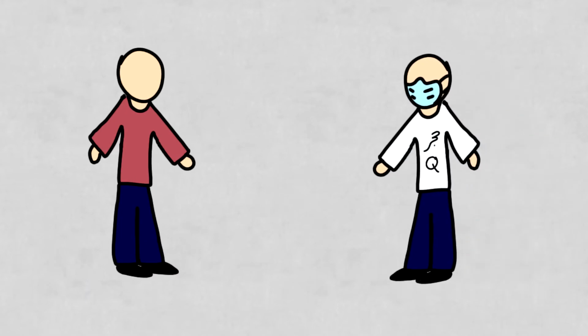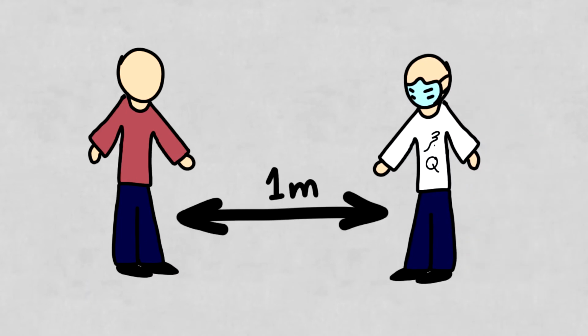The second rule is that whenever they are mixing together or they are meeting together in the same house, there should be a distance of at least 1 meter between them.